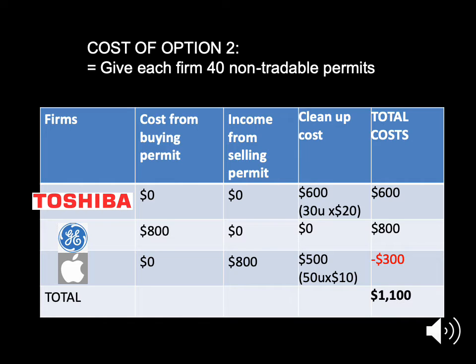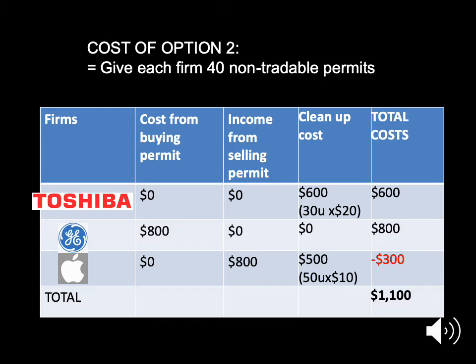Apple doesn't have any cost from buying permits. They have income from selling permits. That should be red. On the other hand, they clean up 50 units of emissions at $10 each. So at the end, they have a revenue of $300. So when I add up all the total costs, we have a cost of $600 by Toshiba, a cost of $800 by General Electric, and a revenue of $300 by Apple. This gives us a total of $1,100.